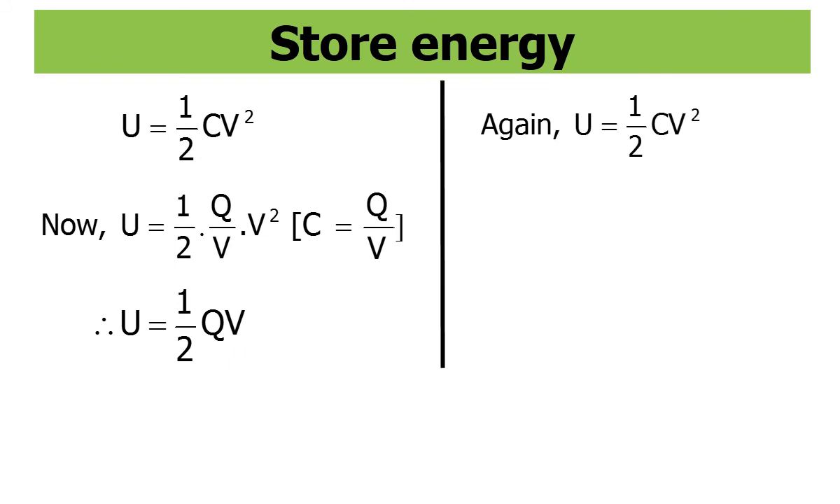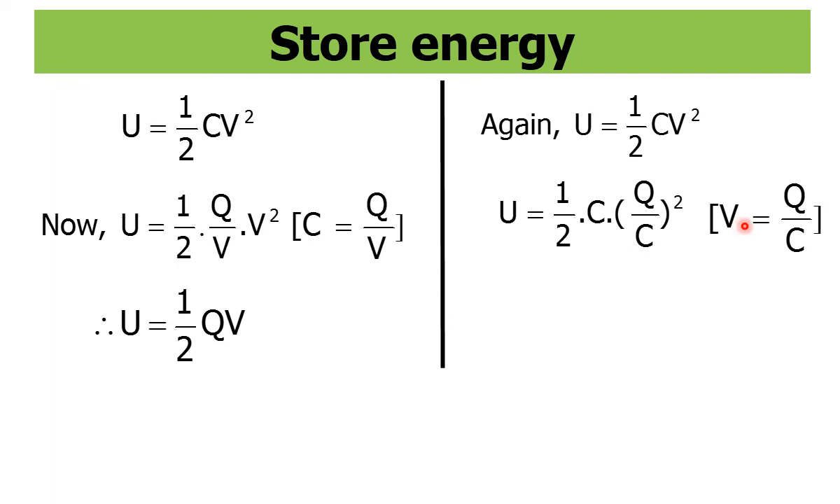There is another formula of stored energy. U equal to half C V square is the original formula of stored energy, and if we want to put the value of V, then we can write V equal to Q by C. That formula comes from the formula of C equal to Q by V. If we exchange the position of V and C, then we can write V equal to Q by C, and putting the value of V equal to Q by C in the equation, we can write U equal to half C into Q by C whole square. After calculation we can write another formula of stored energy, U equal to half Q square by C.